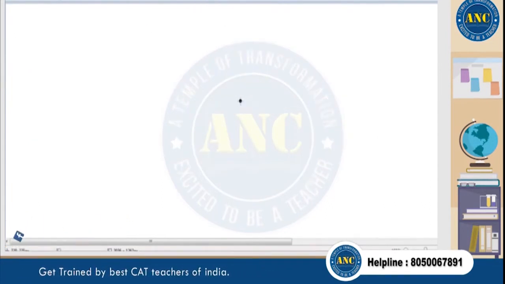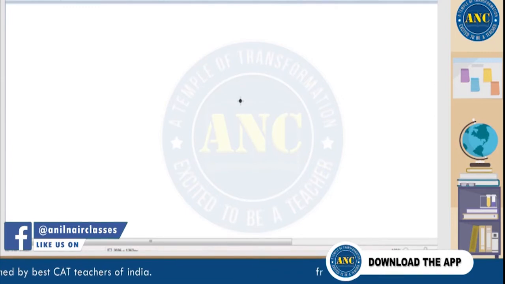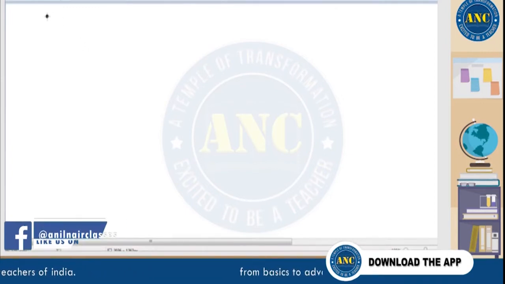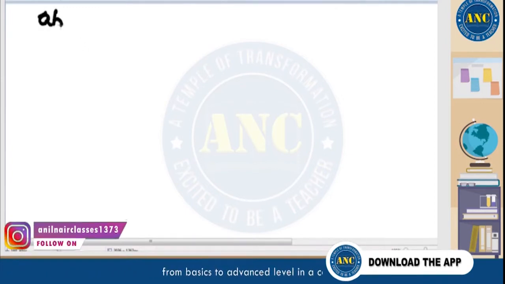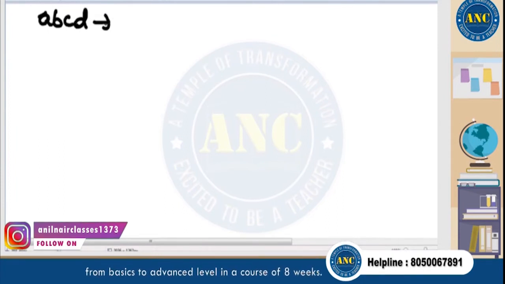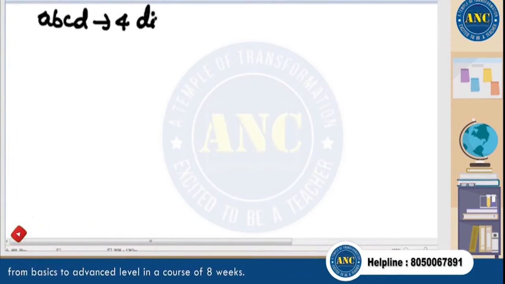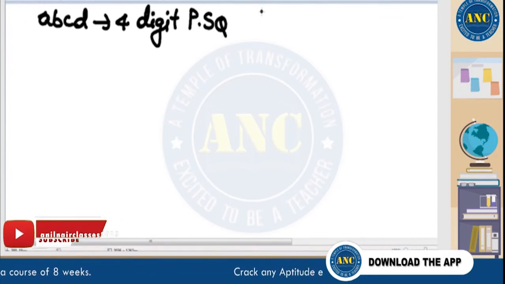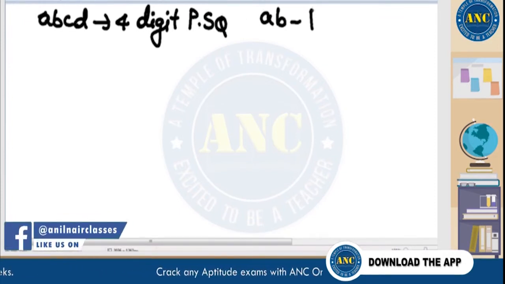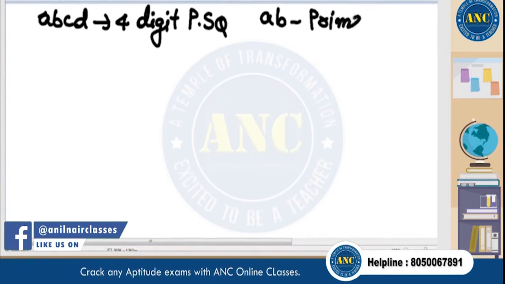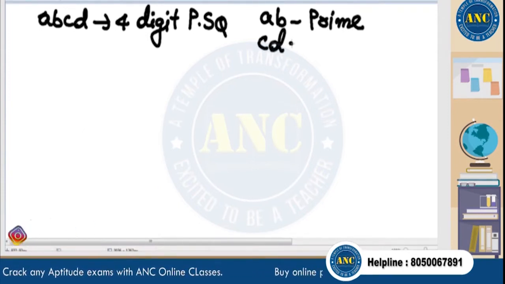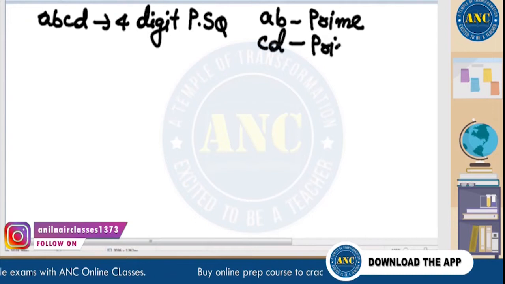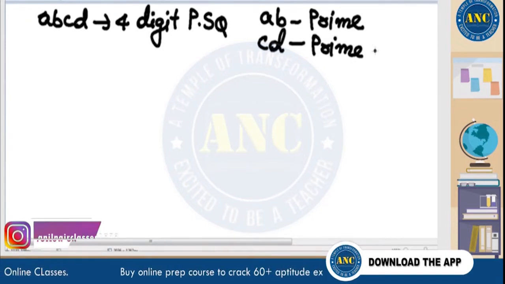Now, please write down one question which we did not discuss. How many 4-digit perfect squares are there where the first 2 digits form a prime number and the next 2 digits form a prime number? This was my first doubt. AB is a prime, CD is a prime.